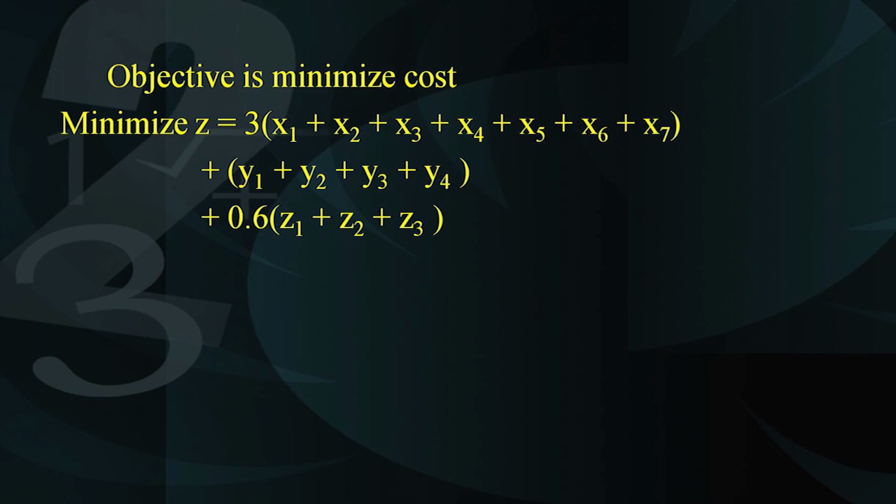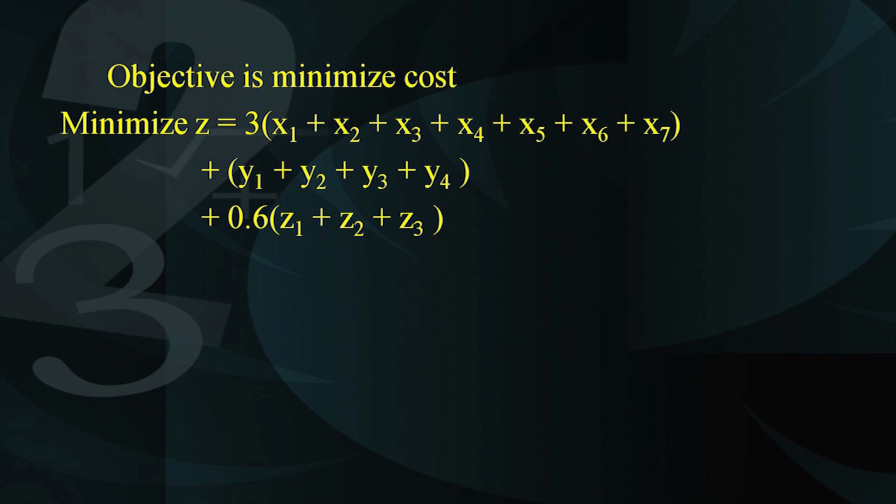And what about the objective function? Now, the objective function is to minimize this expression z is equal to 3 times x1 plus x2 plus x3 plus x4 plus x5 plus x6 plus x7 plus y1 plus y2 plus y3 plus y4 plus 0.6 times z1 plus z2 plus z3. Now, you can very well judge how this expression has come.